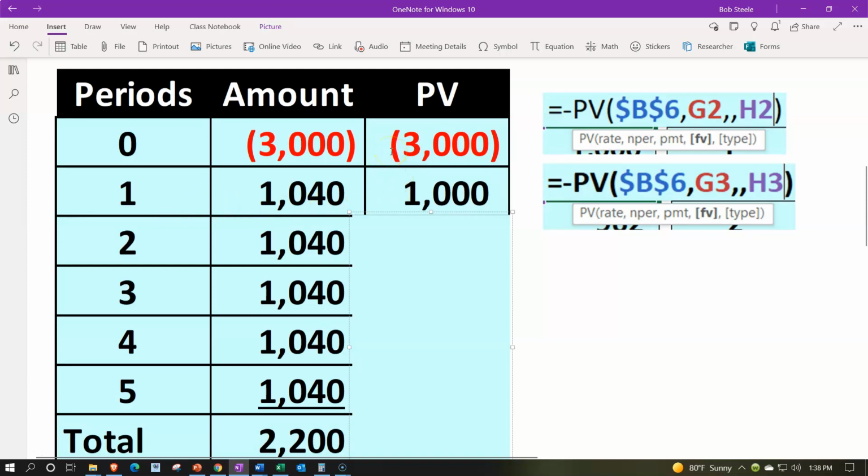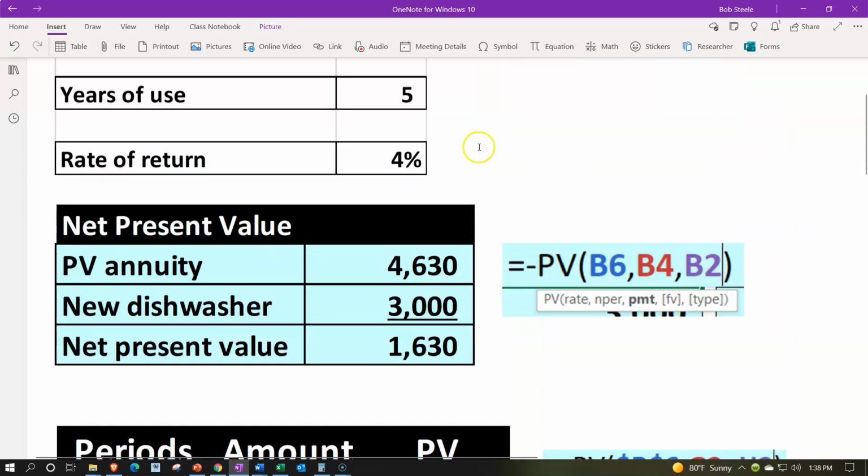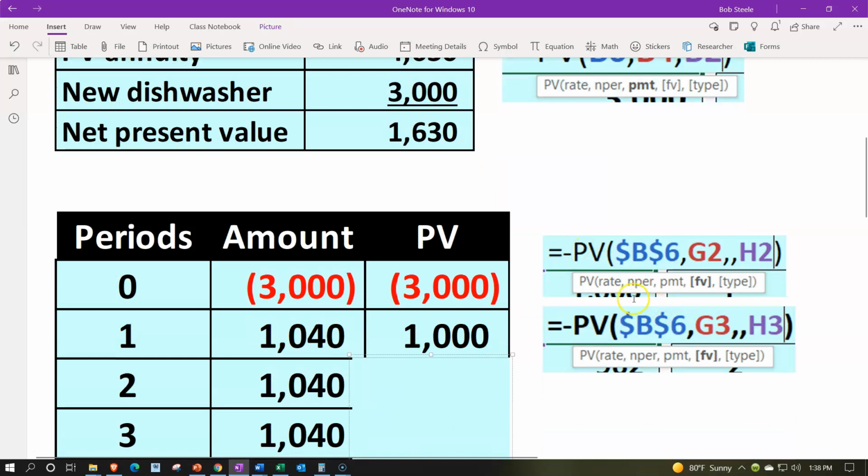The first one, I'll do the calculation here just so we can see it. The present value would be negative present value, brackets. We're going to take the rate. The rate would be then that 4%. So the 4% rate, we're going to make that, notice I made it an absolute reference. So when you do this in Excel, and we do work this problem in Excel, if you want to take a look at it, we put a $ before the B and the 6 so that when we copy it down, that cell does not move down as we do the copying down.